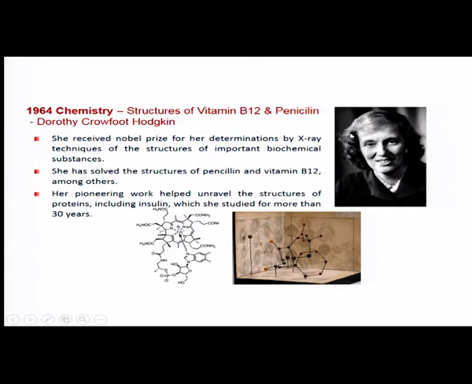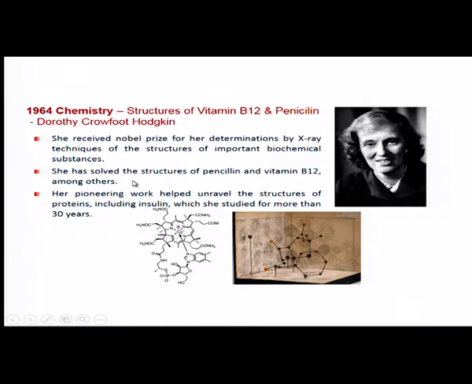A famous lady, Dorothy Hodgkin, visited India many times and many Indian scientists did their postdoctoral work under her. She solved the structures of vitamin B12 and penicillin. Actually, she worked on the structure of insulin also, Dorothy Crowfoot Hodgkin. She received the Nobel Prize for the determination by X-ray techniques of the structures of important biochemical substances. She solved many steroids also.